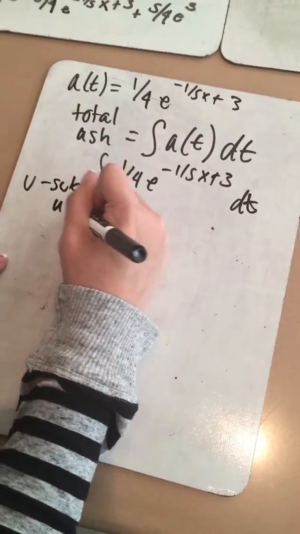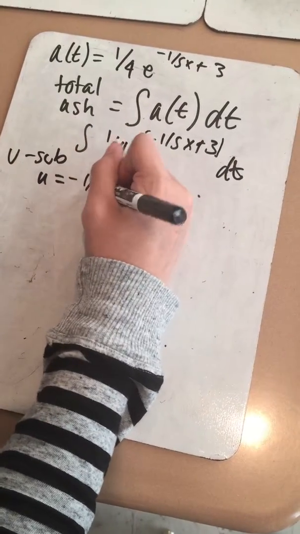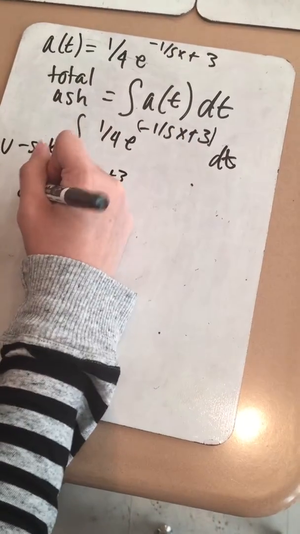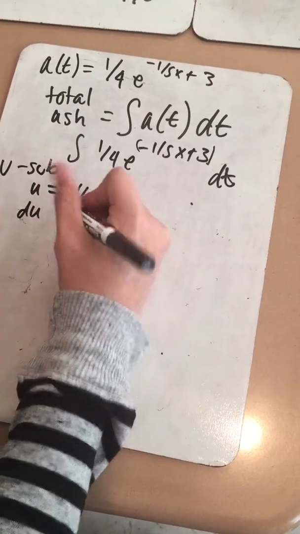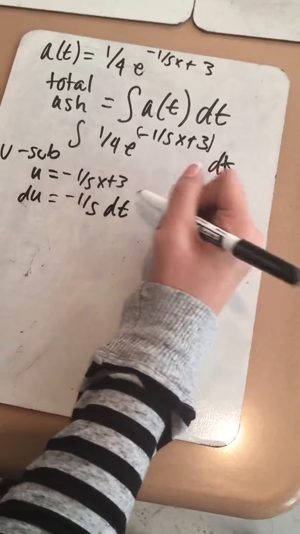So my u is going to be the most difficult thing, which is inside. So I'm going to make u equal to -1/5 x + 3. And my du is going to be the derivative of this, which is just -1/5 dt.